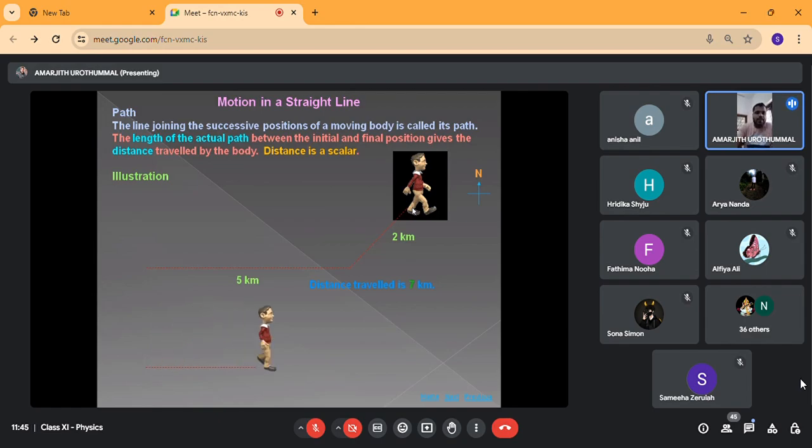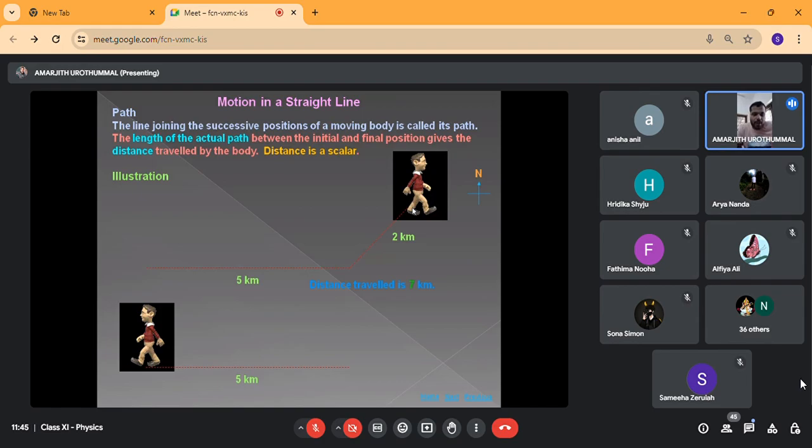Towards right he is traveling 5 kilometer. After that he is coming back again 5 kilometer he traveled and reached at the initial position. So from where he started he returned back to the position, and total he traveled 5 plus 5, 10 kilometers.